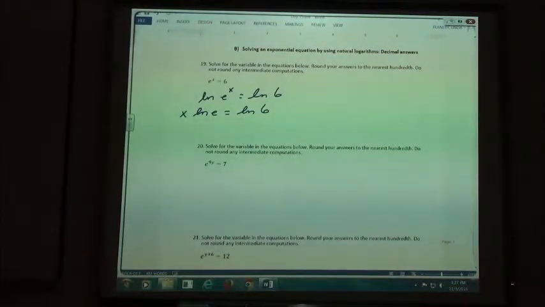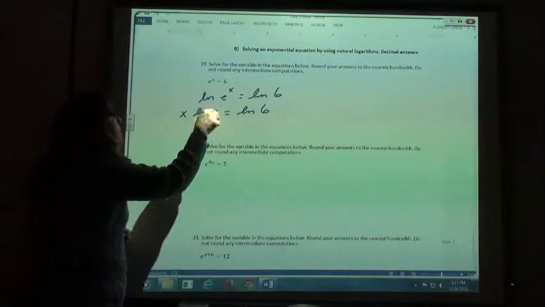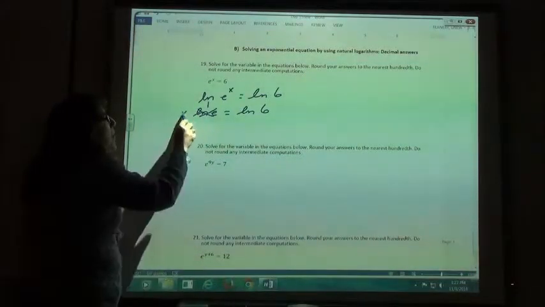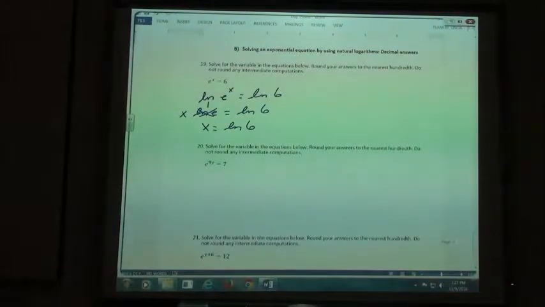What is the natural log of e? Try it on your calculator. You probably have to do e to the first, because these calculators are picky. So natural log of e to the first power. You get 1. So the natural log of e is always equal to 1, and that's why we use natural log instead of log, because that's just going to make that 1. X times 1 is x, so we get the natural log of 6. We still have to compute our answer. Round our answer to the nearest hundredth.